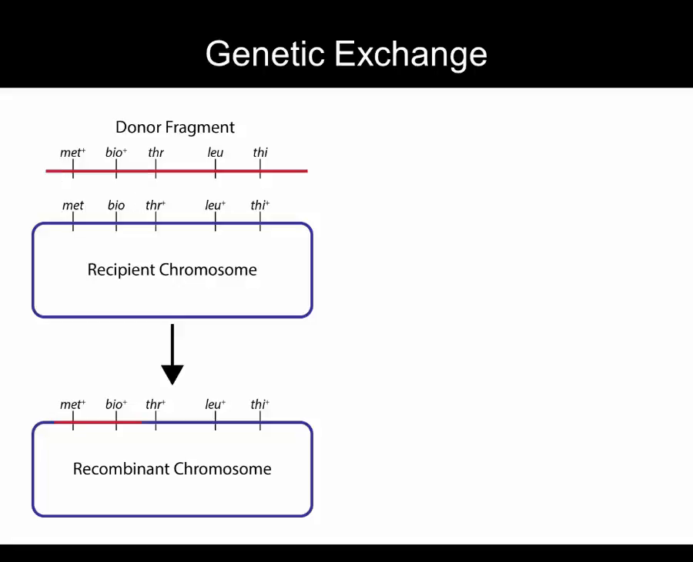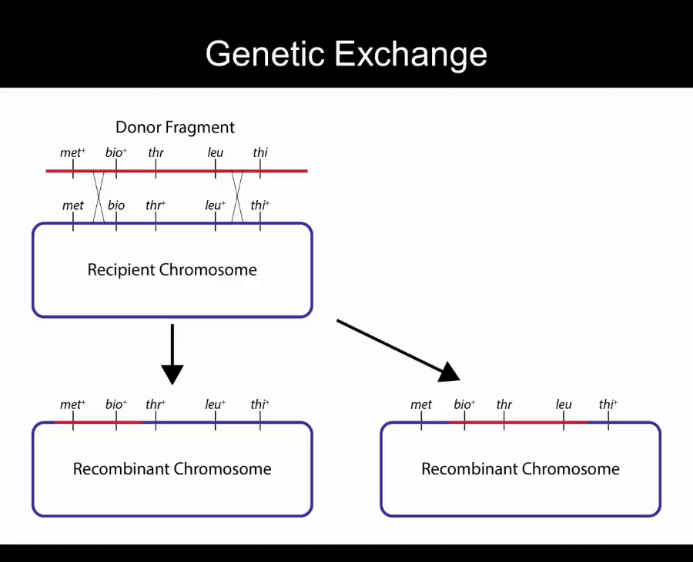Crossing over could have just as easily occurred at a variety of other positions, like say here and here. But this recombinant chromosome would be auxotrophic for methionine, threonine, and leucine. This recipient cell would not be detected in our selection for prototrophs. It would not grow on minimal media. Next time, we'll see how we can use information like this to map bacterial genes.